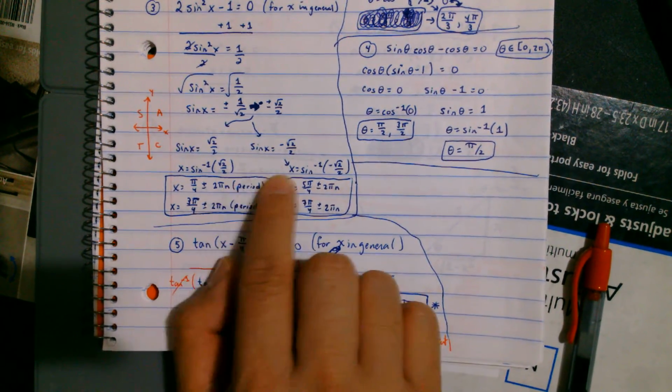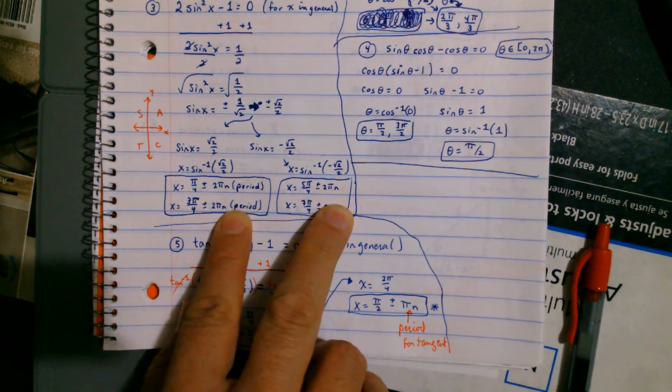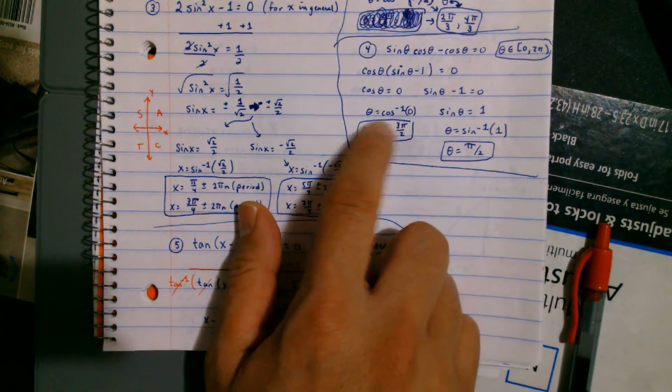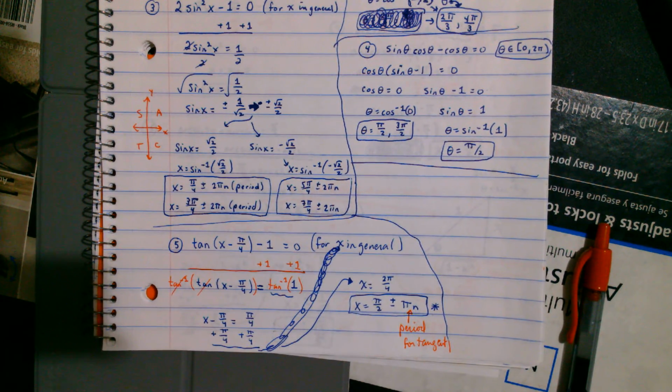Notice for sine and for cosine, you're adding or subtracting 2 pi n. If it's not in general, you just get the answers that live in the quadrants. You don't add any plus or minus things to it. That's essentially how 5.5 works, and that should put us at the end of chapter 5.